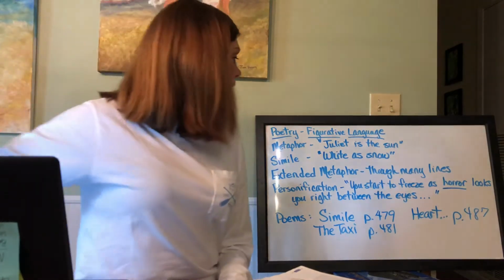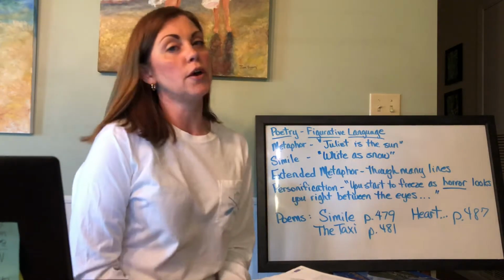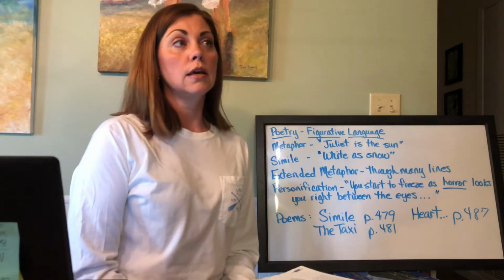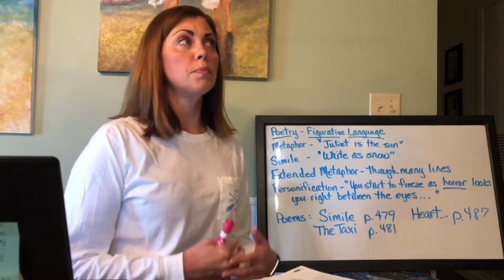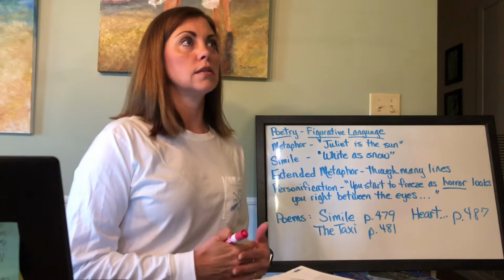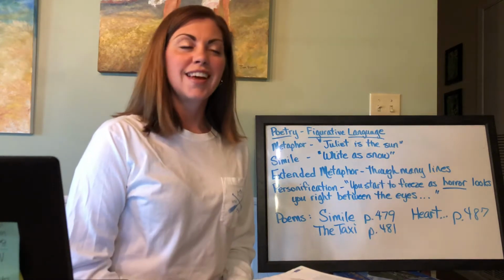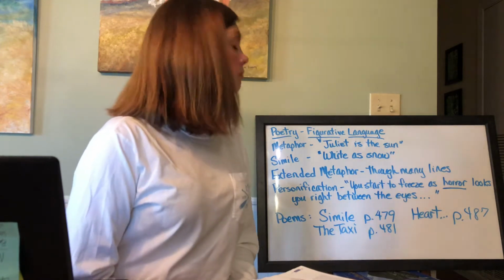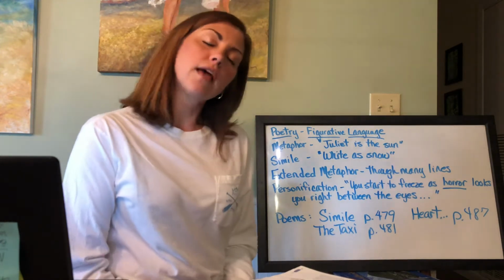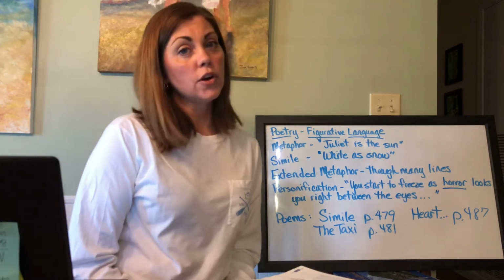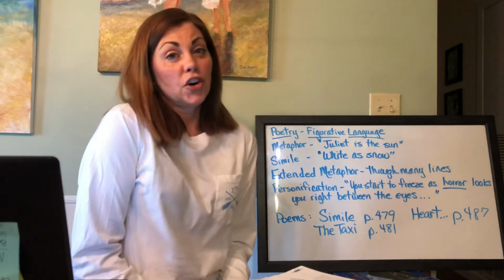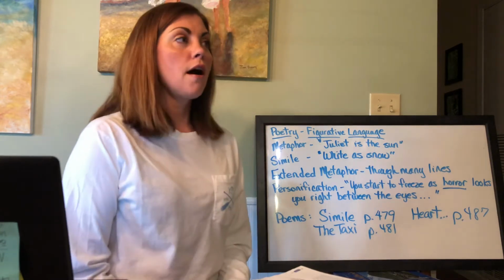So we're going to start with metaphor. Most of you already know this term. A metaphor is when you compare two things. It's a strong comparison. You're comparing two unlike things to show how they're alike. So one example is from Shakespeare. Juliet is the sun. She's obviously not the sun, but Shakespeare is comparing her to the sun to show something about her that is like the sun.